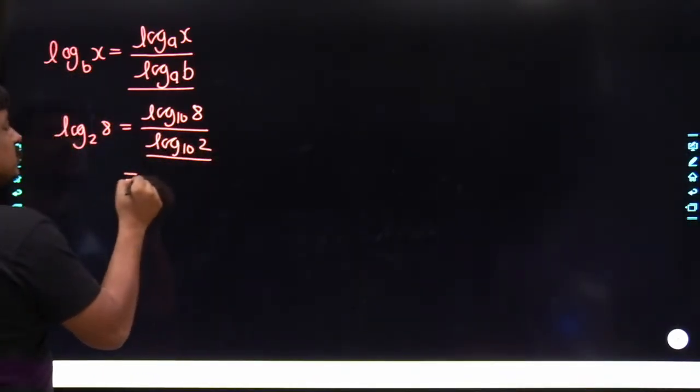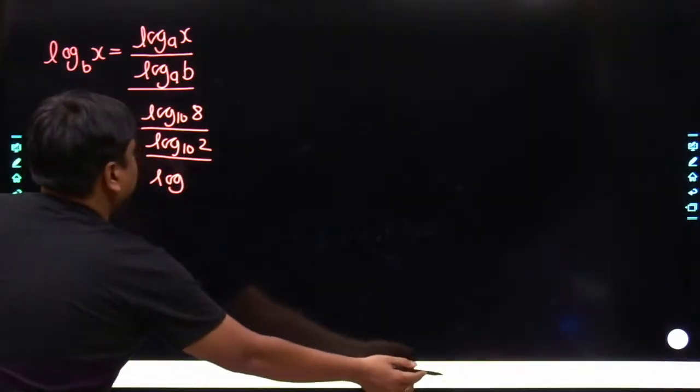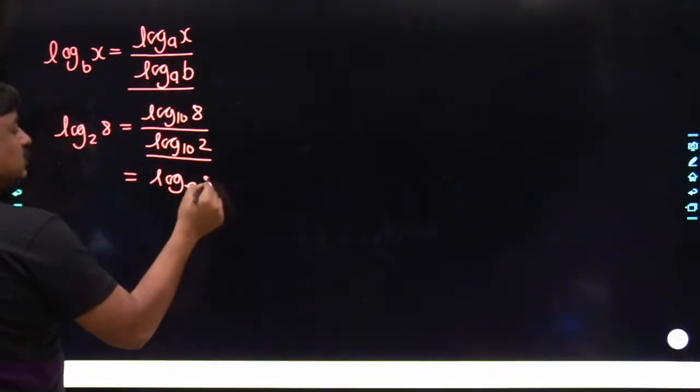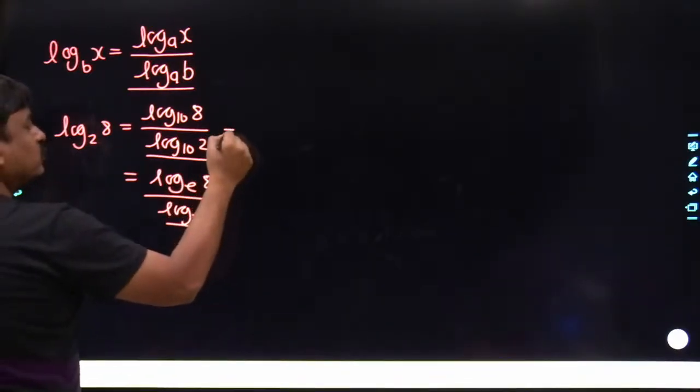Even you could have used the same format: instead of 10, you could have taken the base as e. Here also the result that you would be getting would be simply equal to 3.